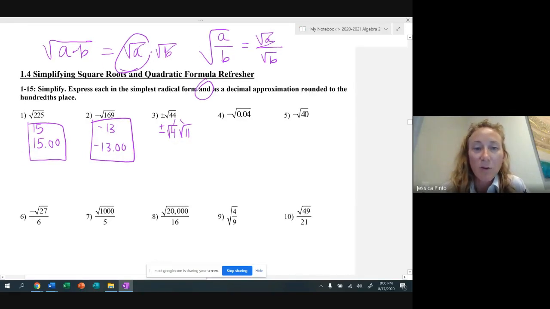So I know the square root of 4 is 2. So this is going to be plus and minus 2 rad 11. And that is considered the simplest radical form. That is the exact solution.